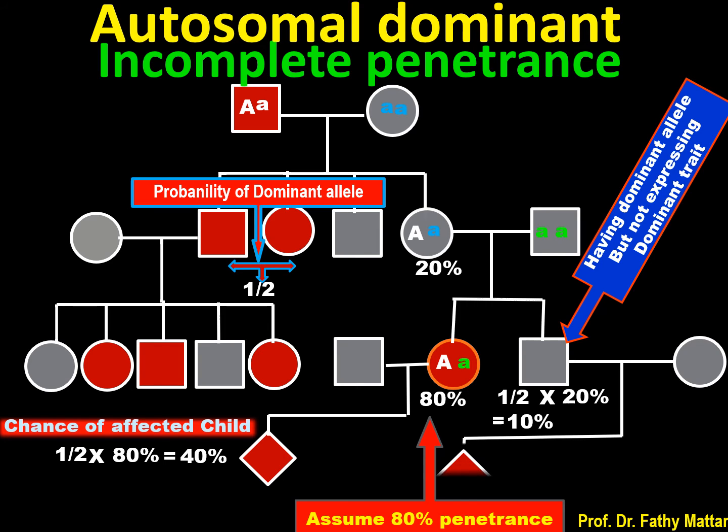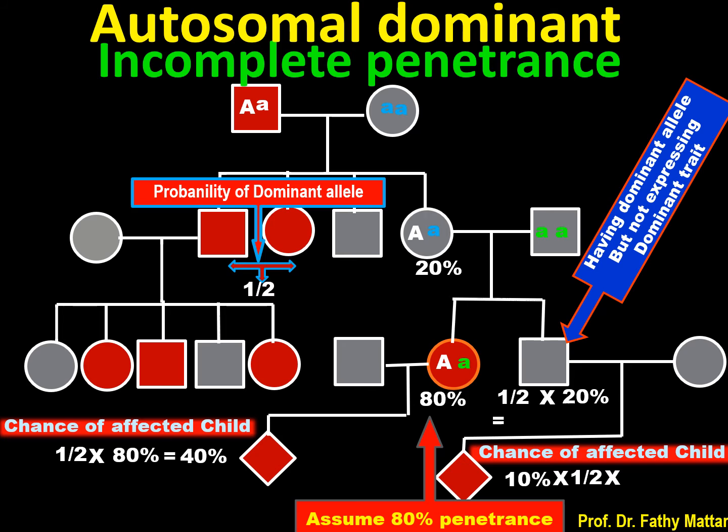How about her brother? If he married a girl who is normal, what is the probability that one of his children will be affected? First of all, the probability that he has the dominant allele, which will be inherited by his child, and that he doesn't show the disease is 10%. And the probability that his child will have the dominant allele is half. And the probability that he will show the disease is 80%. So the probability or the risk of having an affected child is 4%.